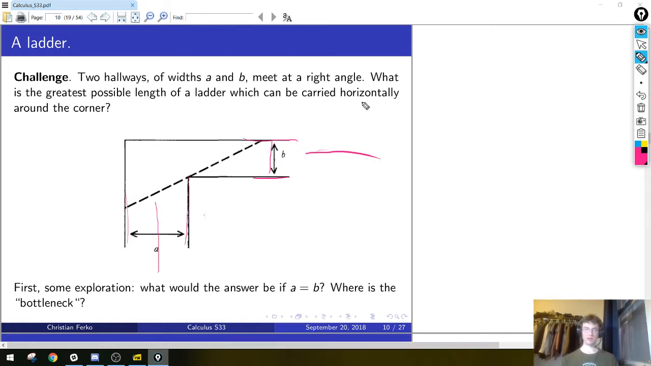And the question is, what is the longest ladder? What is the greatest possible length of a ladder which can be carried around this corner? Because clearly if my ladder's too long, I'm going to hit a bottleneck where I can't actually get it around the corner. So we're going to try to minimize the length of the bottleneck to find what length of ladder I could possibly carry around the corner.